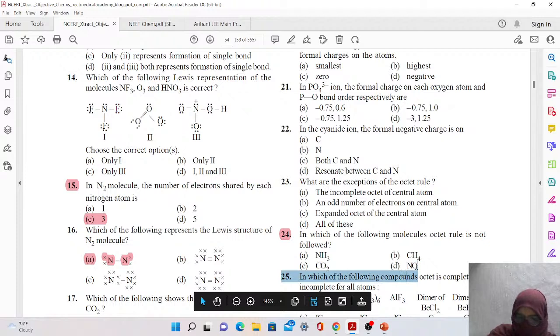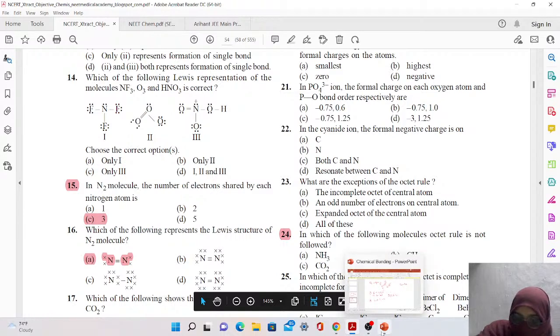You can see NO, right? Nitric oxide. Do you know NO is known as nitric oxide, which is known as laughing gas? That means if you inhale this gas, you start laughing. Still, let us just see why NO is not obeying the octet rule.